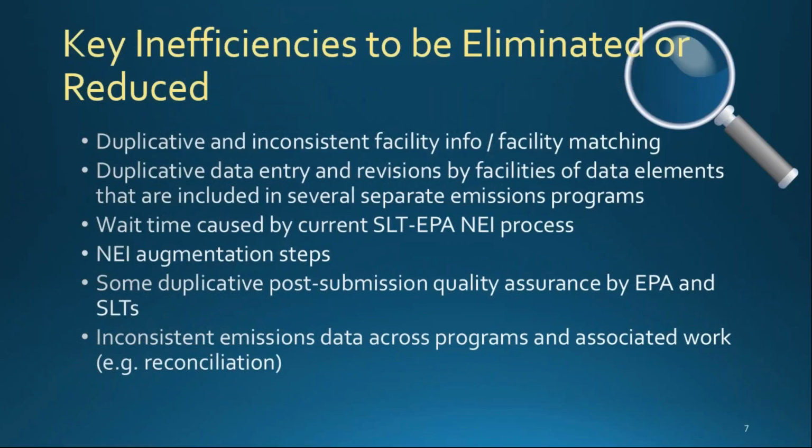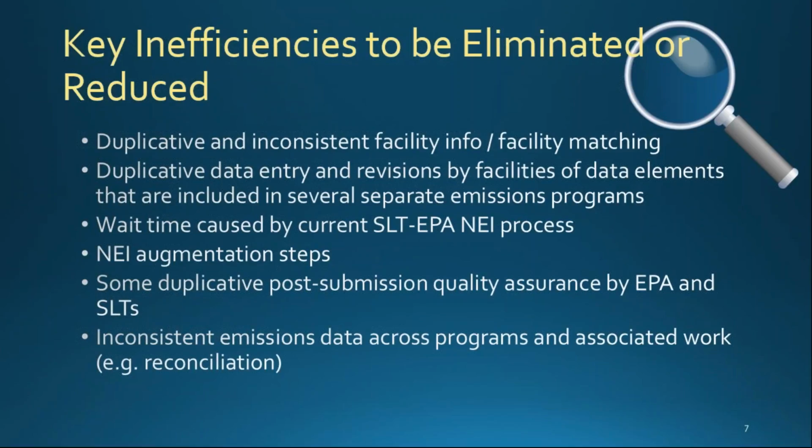Some of the key inefficiencies to be eliminated or reduced are the duplication and inconsistent components with regard to facility info and facility matching. So we're trying to make sure that we iron those things out front so that we don't have those challenges where you're having to duplicate what you're doing if it's not necessary. So we're trying to find those areas where we can streamline that process. Duplicative data entry and revisions by facilities of data elements that are included in several separate emission programs, again trying to make sure that we're combining those where we can.